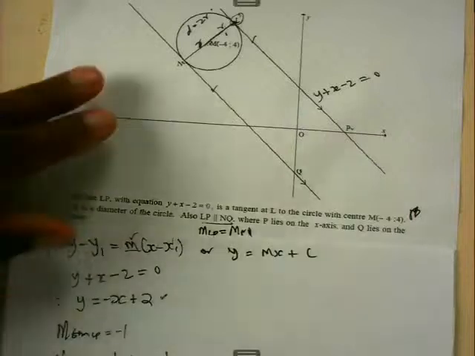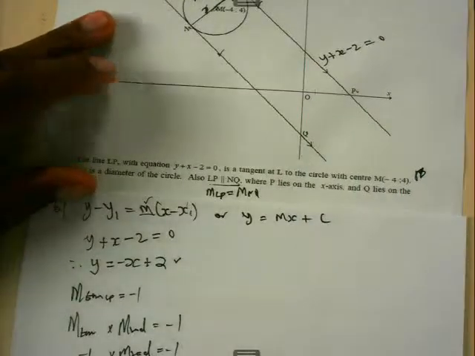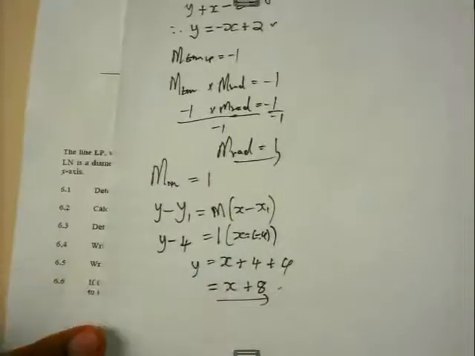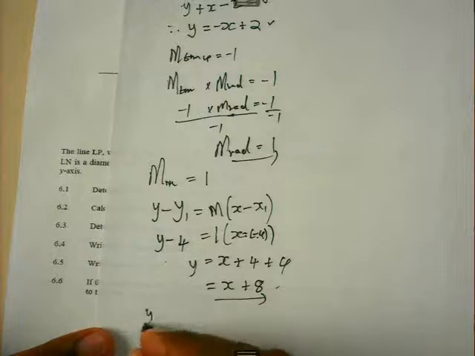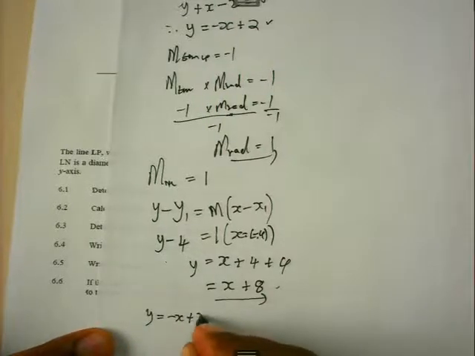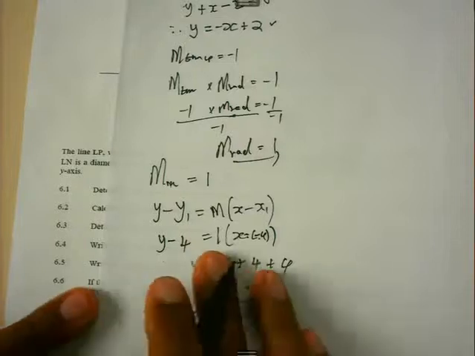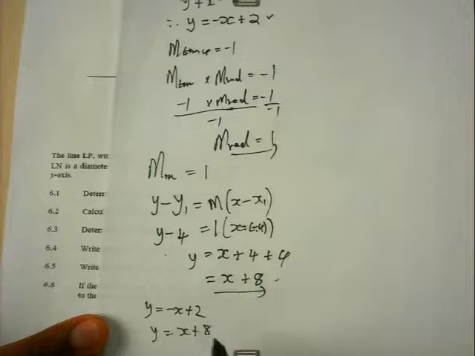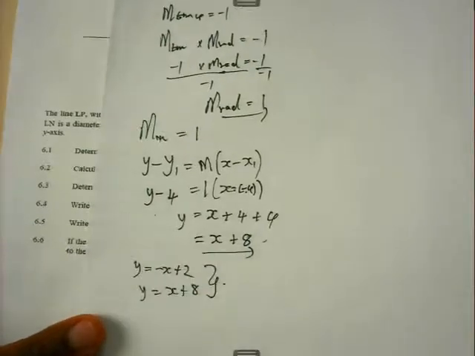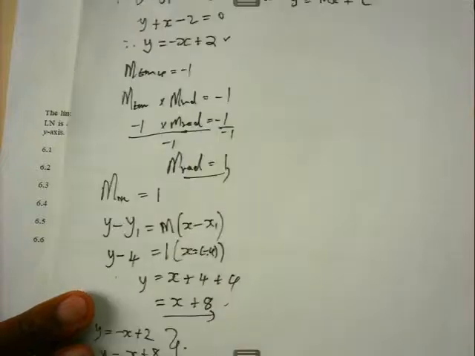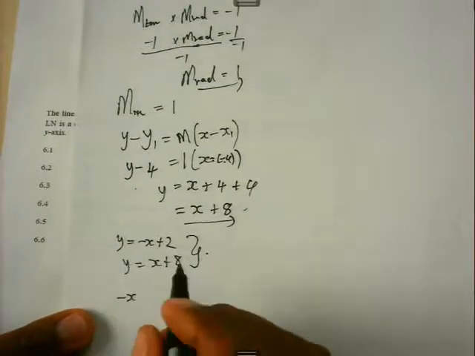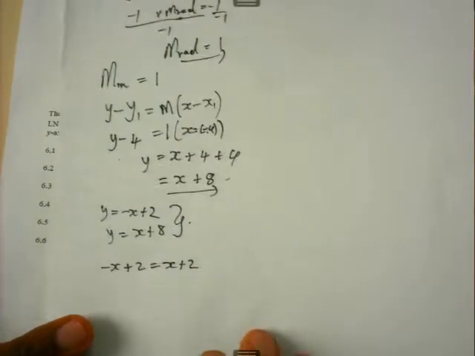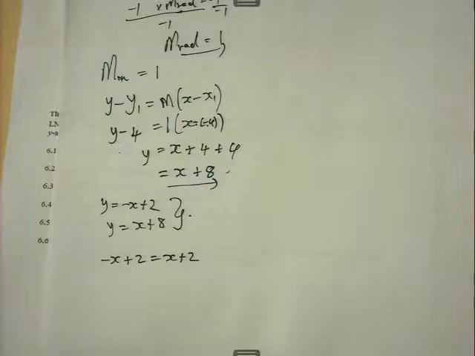Therefore, since we have the equation of LP as well as the equation of LN, now we are going to equate the two. We take the equation of LP, which is y equals minus x plus 2, and we take the equation of LN, which is y equals x plus 8. We just equate the two because they intersect each other at point L. Therefore, we have minus x plus 2 equals x plus 8.